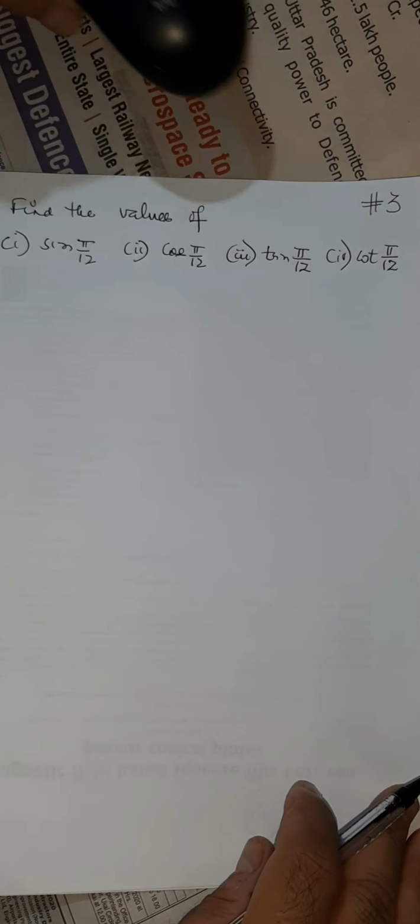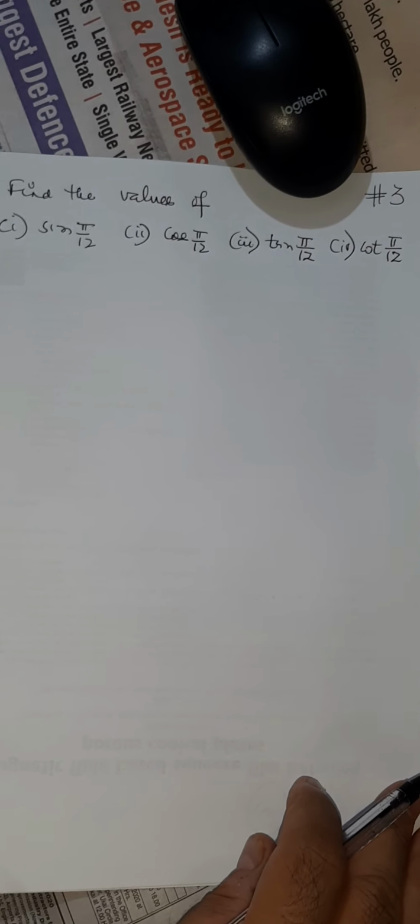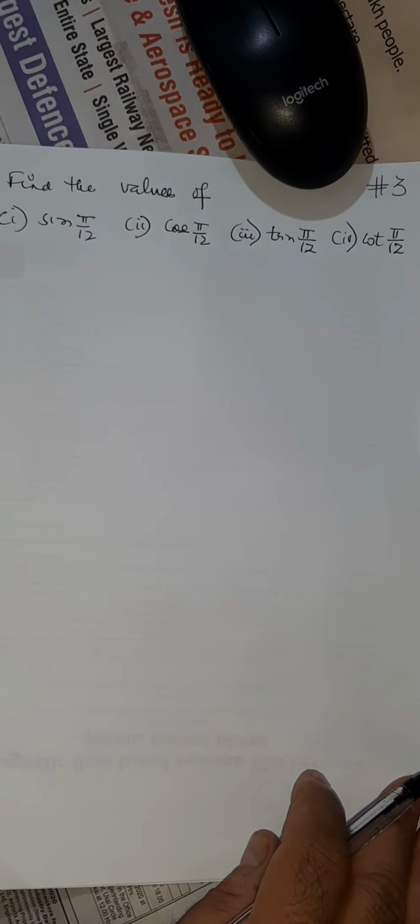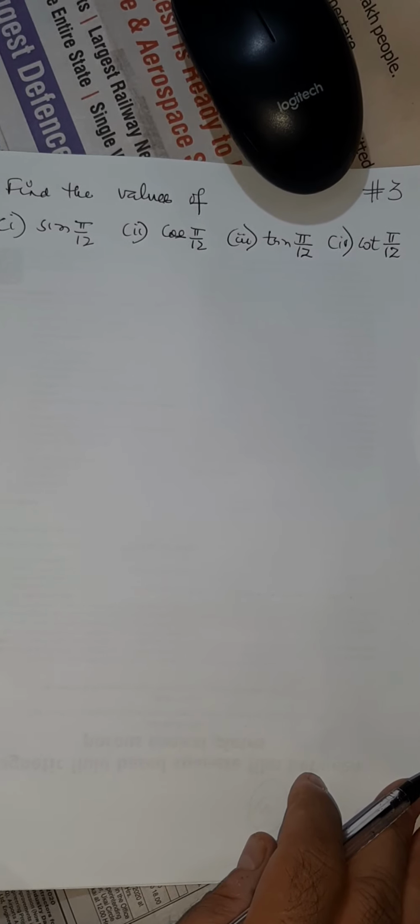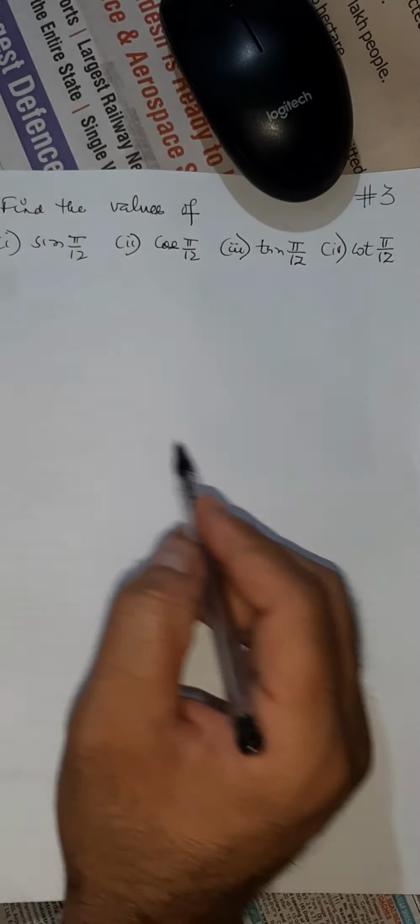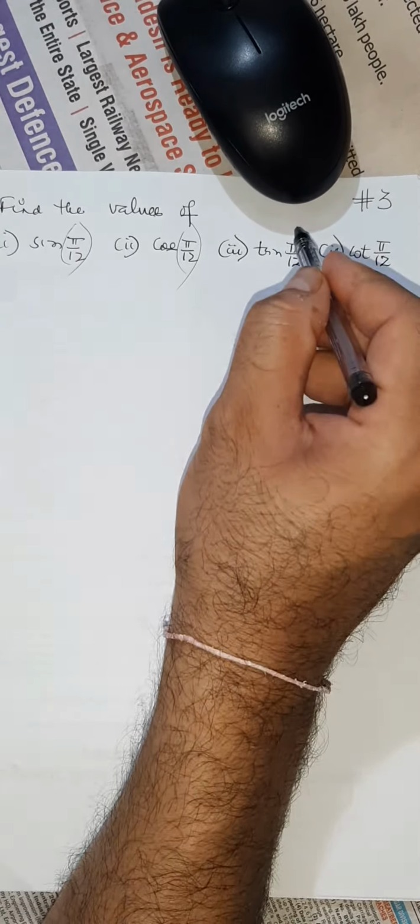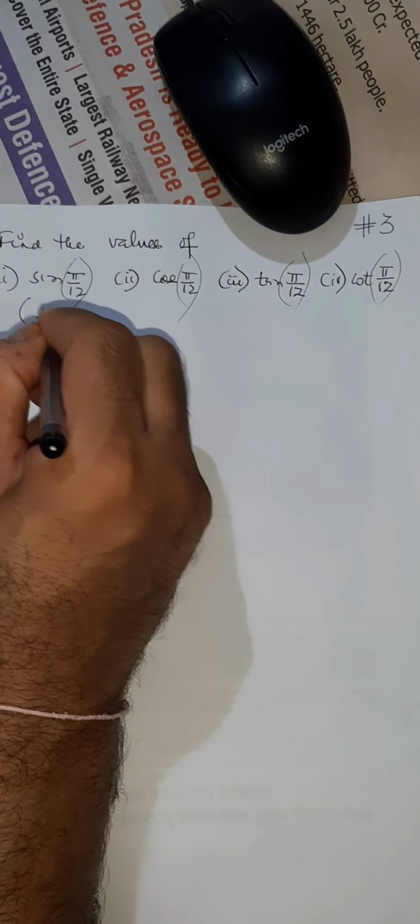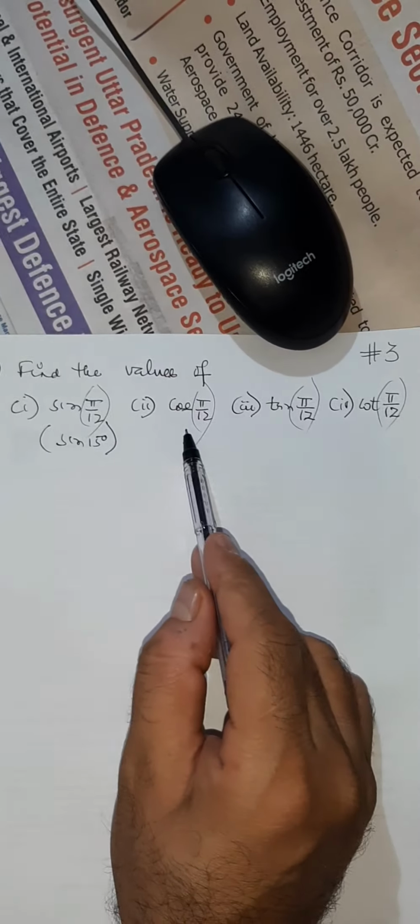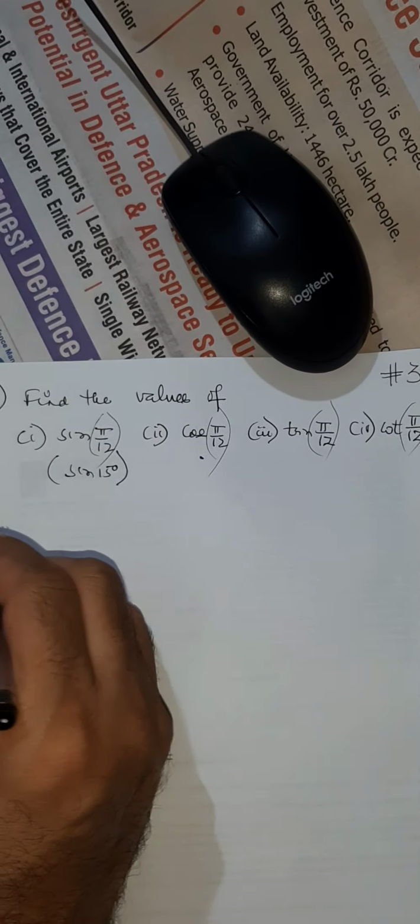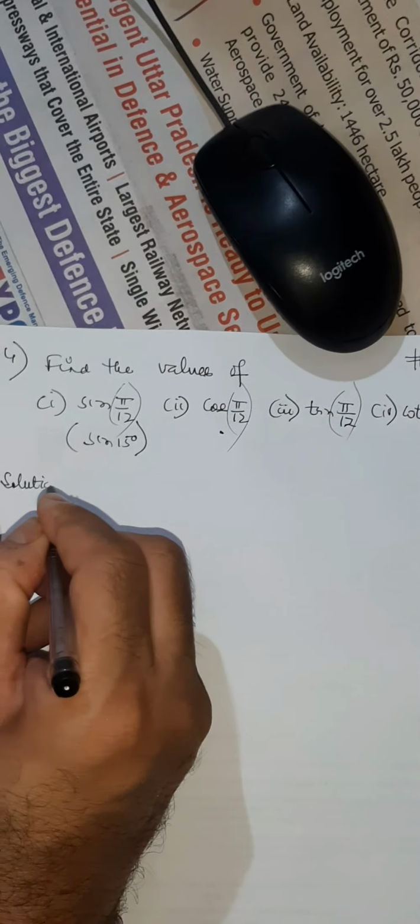So next question is, we want to get the values of sin pi by 12, cos pi by 12, tan pi by 12 and cot pi by 12. Pi by 12, that's the radian measure, which is same as 15 degree. So this is as good as sine 15 degree. Similarly, cosine 15 degree and so on. So in the solution, we'll do this way. We use the addition formulas here.